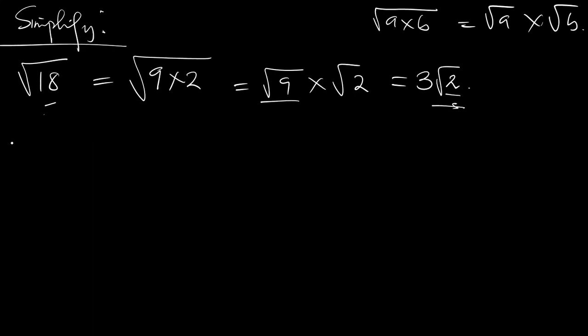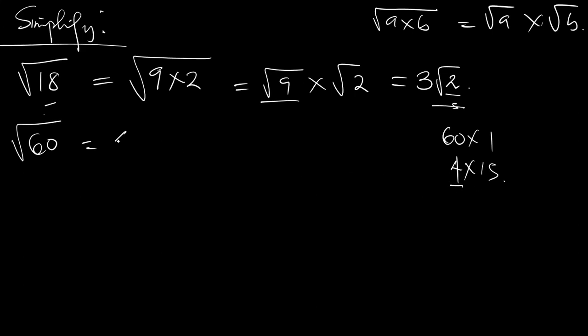Now let's look at another number, the square root of 60. The square root of 60, we will look at the factors of 60 that have a perfect square in them. Now 60 times 1, there is no perfect square in this. Now 4 times 15. 4 times 15 will give you what? 60. And now you see 4 is a perfect square.